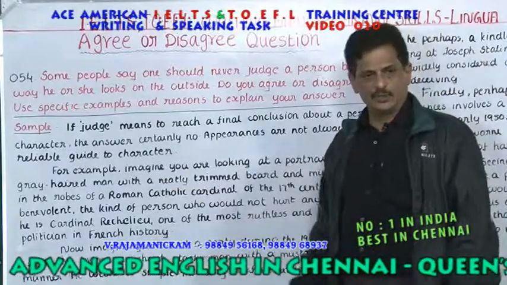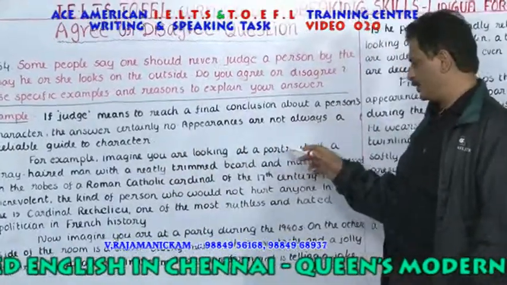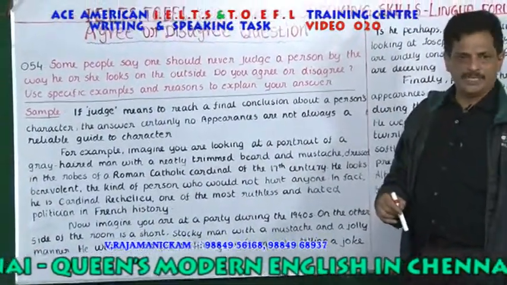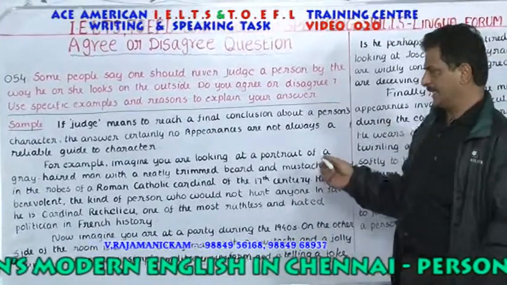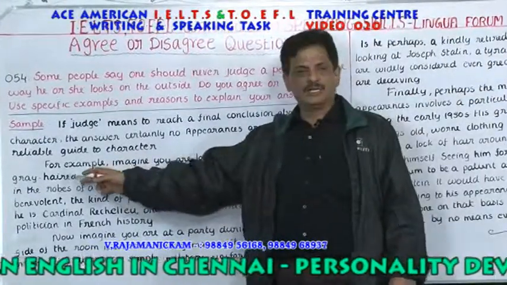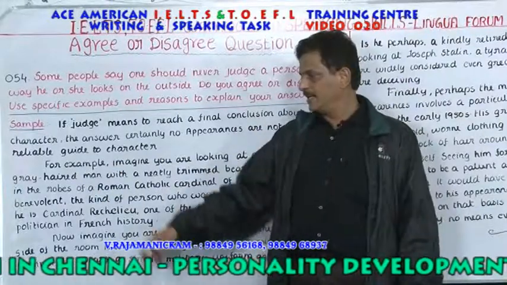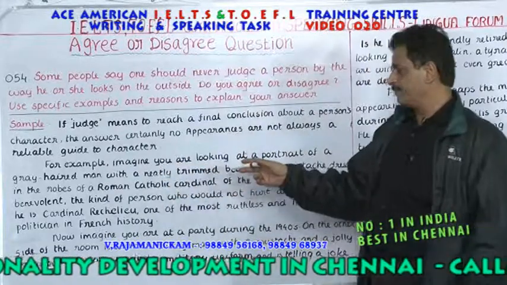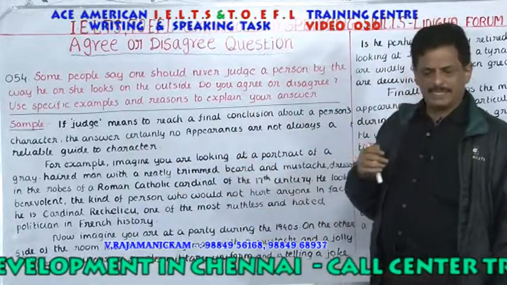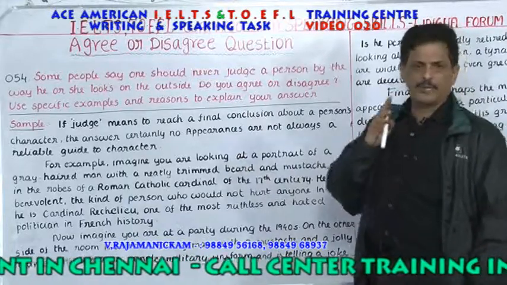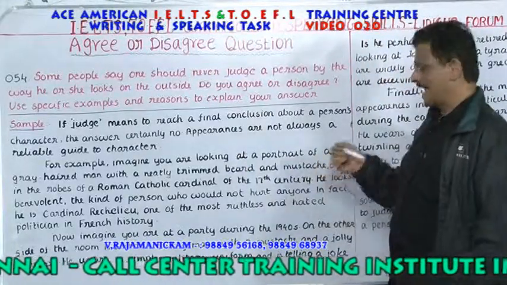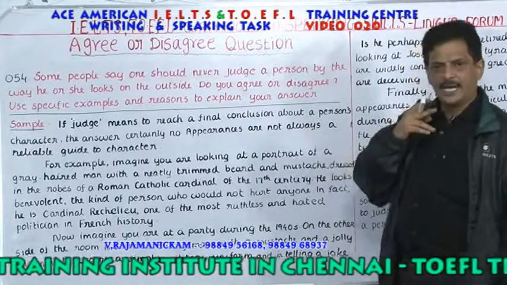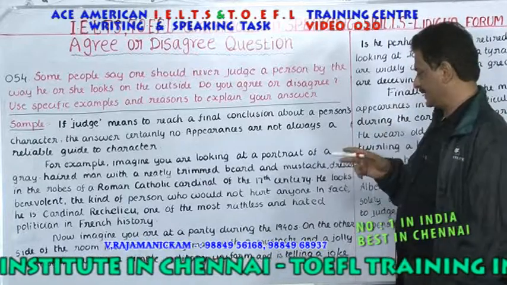உதாரணத்திற்காக இந்த எழுத்தாளர் என்ன சொல்கிறார்? Imagine you are looking at a portrait. போர்ட்ரேட் என்றால் ஒரு வரைபடம். Of a grey-haired man. கிரே என்றால் சாம்பல் நிறம், கொஞ்சம் நரைத்த முடி உடையவரை பார்க்கிறீர்கள். With a neatly trimmed beard, தாடி, and moustache, மீசையும் நன்றாக கத்திரிக்கோலால் வெட்டப்பட்டிருக்கிறது.